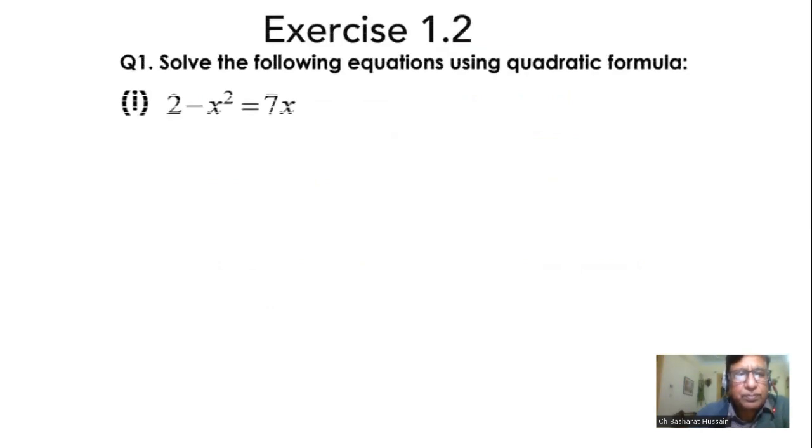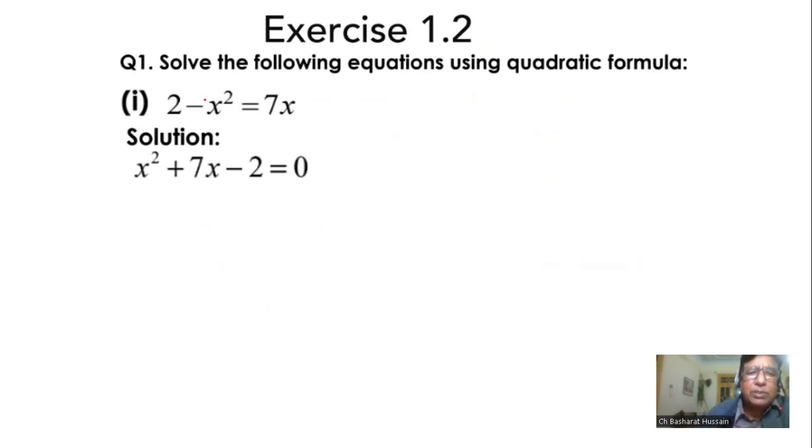Now, for example, here is a question. Look at this: 2 minus x square equal to 7x. First of all, I arrange this into a quadratic equation form. So x square plus 7x minus 2. Shift these two to the right side. So minus x square changes into plus and plus 2 changes into minus. 7x remains as it is.